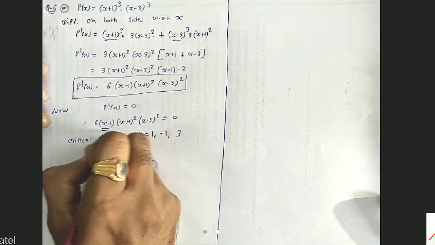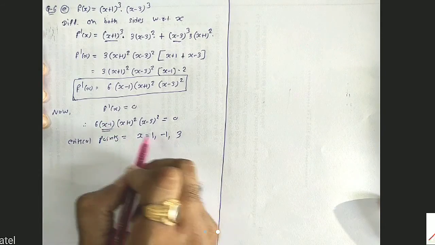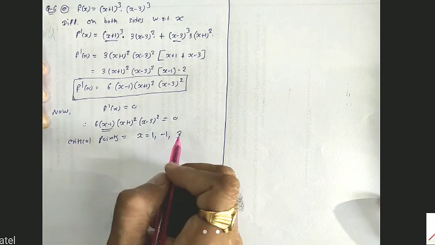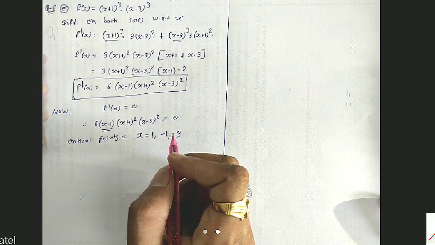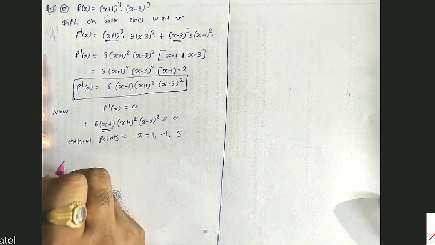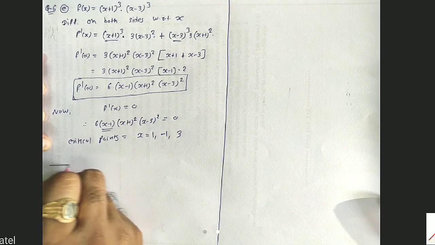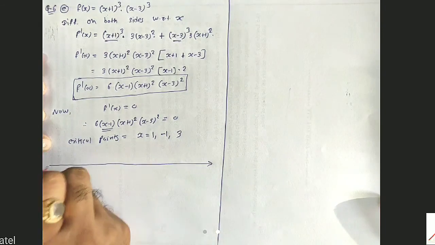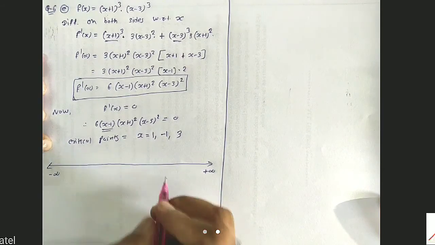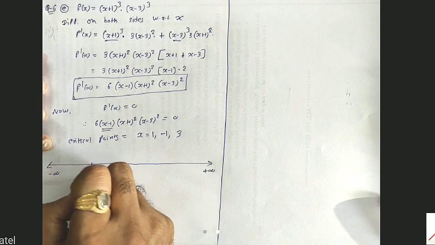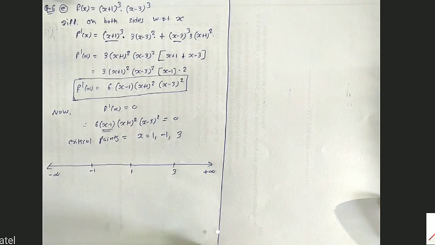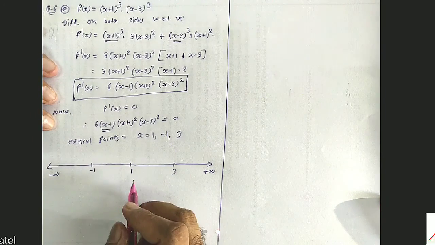From the first bracket, x minus 1, we get 1. For x plus 1 equal to 0, we get x equal to minus 1. And for x minus 3, we get 3. So these are the critical points. What is the importance of these critical points? These critical points will divide our number line into different intervals. So this is our number line, and the critical points are minus 1, 1, and 3. These critical points divide our number line into 4 different intervals.